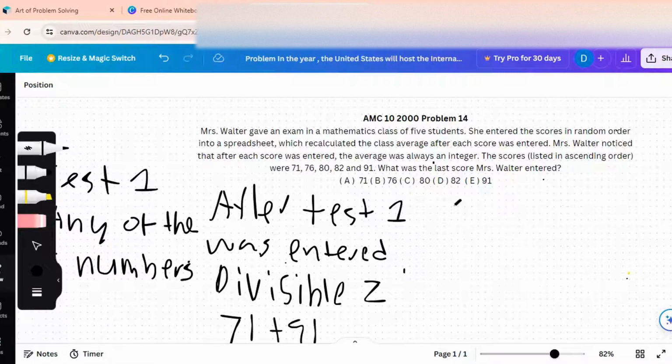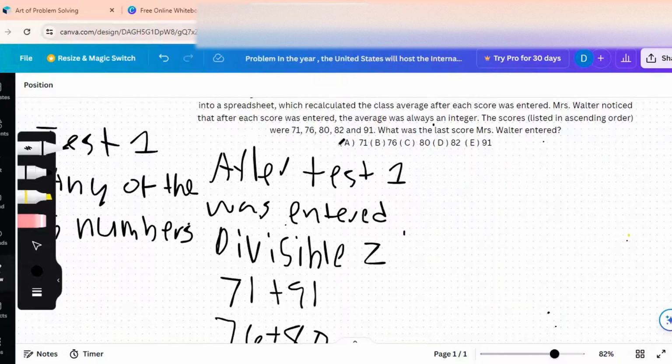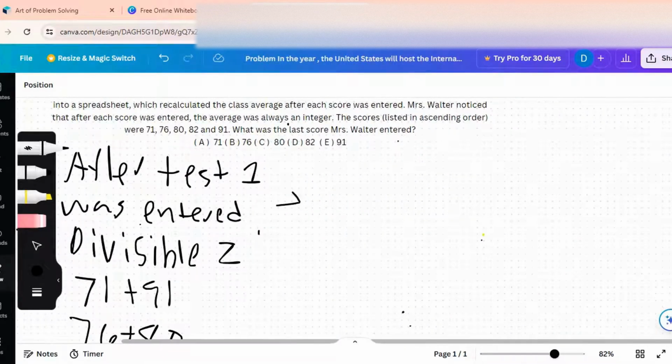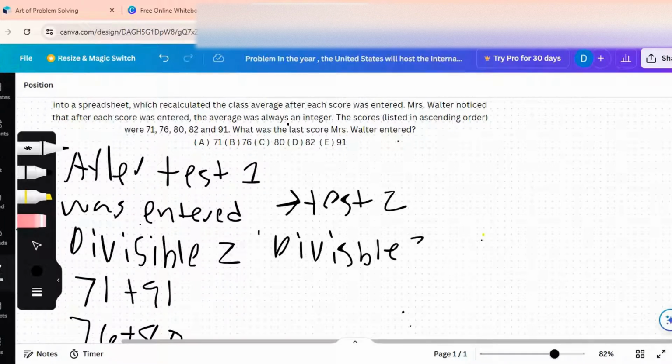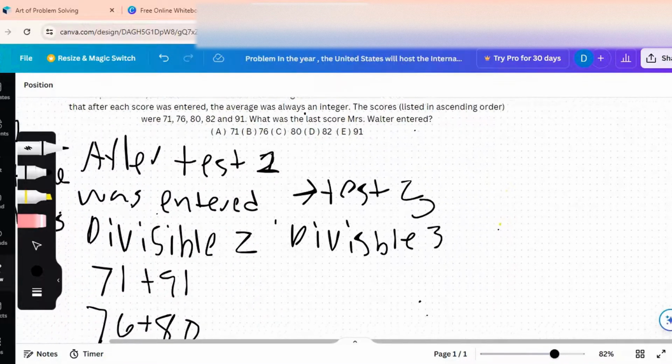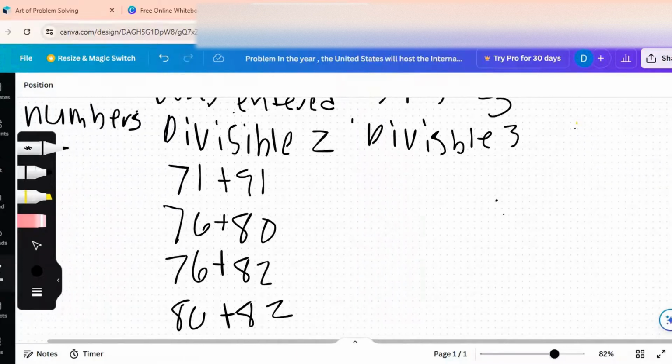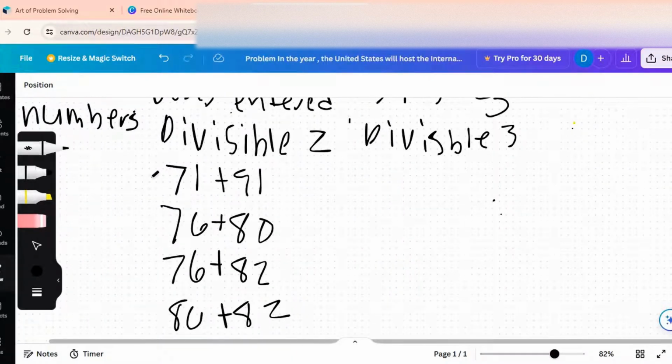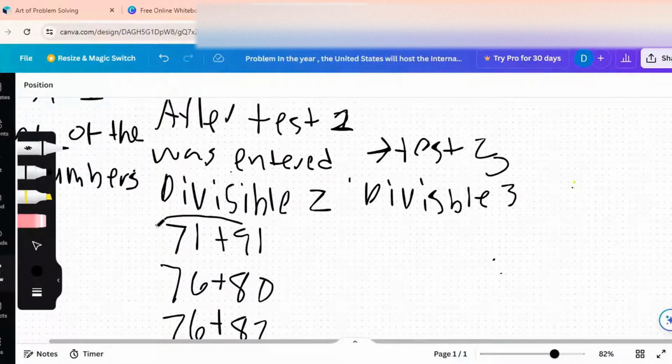So as you see here, after the second test, however, test 2, it has to be divisible by 3 because after test 2 and after test 3, the sum of all 3 numbers has to be divisible by 3. So the first one is 71 plus 91, and that's 162. And since the divisibility rules, we know that this number is divisible by 3.